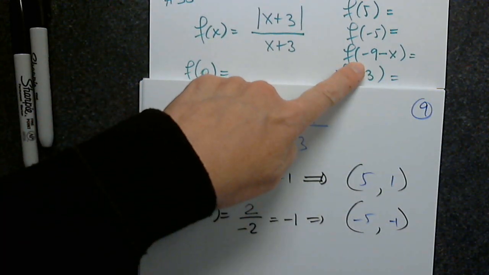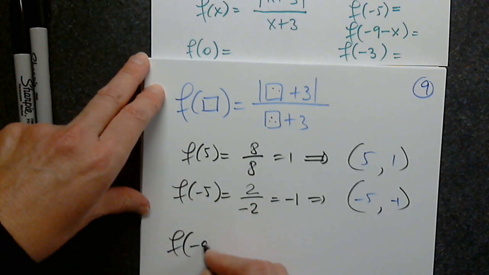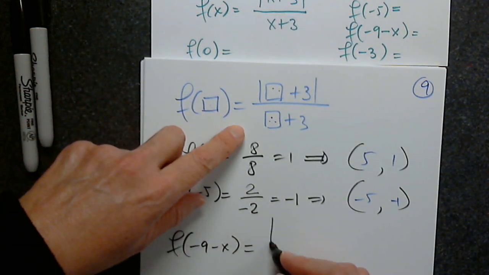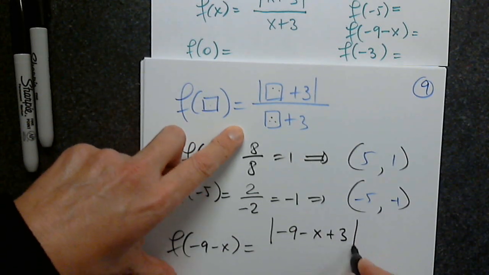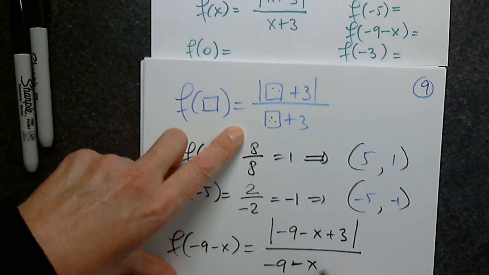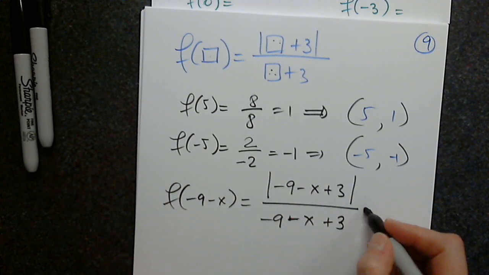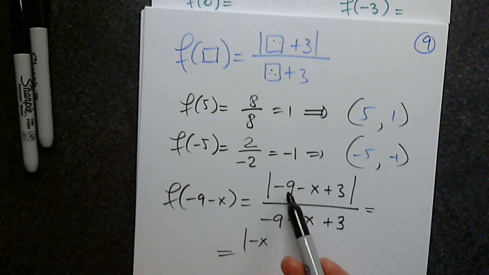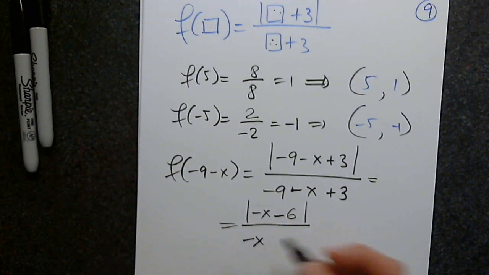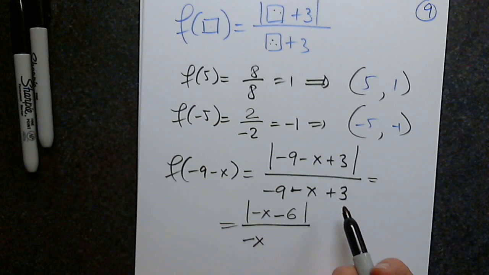Okay, now I reached this. The same thing. f of negative 9 minus x is, now I have to write it, negative 9 minus x plus 3 over negative 9 minus x plus 3. Let's see what we can do here, if we can do anything. And yes, we can. What is negative x? I have to copy it in descending order. But now I know that negative 9 plus 3 is negative 6. In the denominator, I copy negative x, and negative 9 plus 3 is negative 6. Okay, and leave it alone.